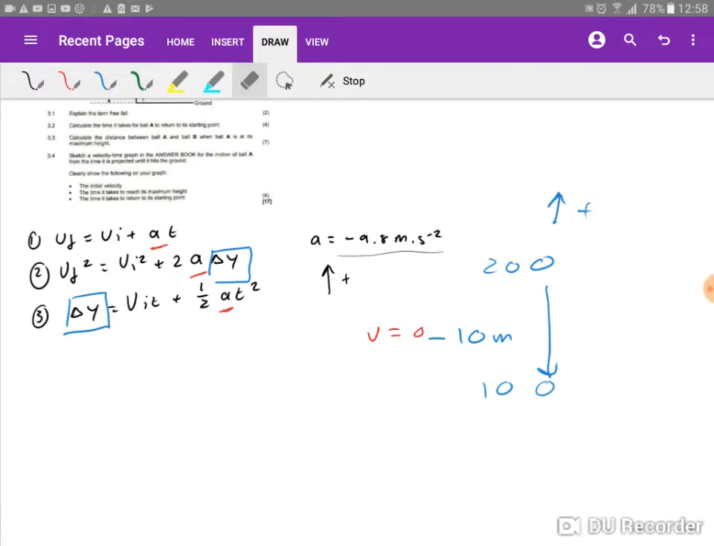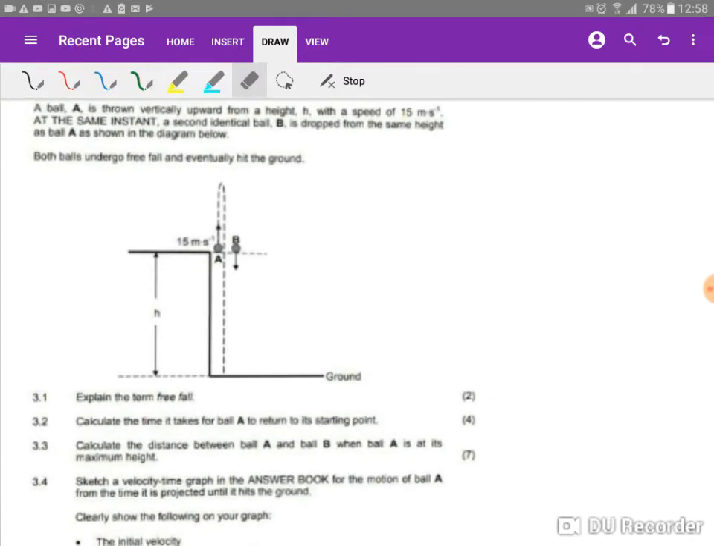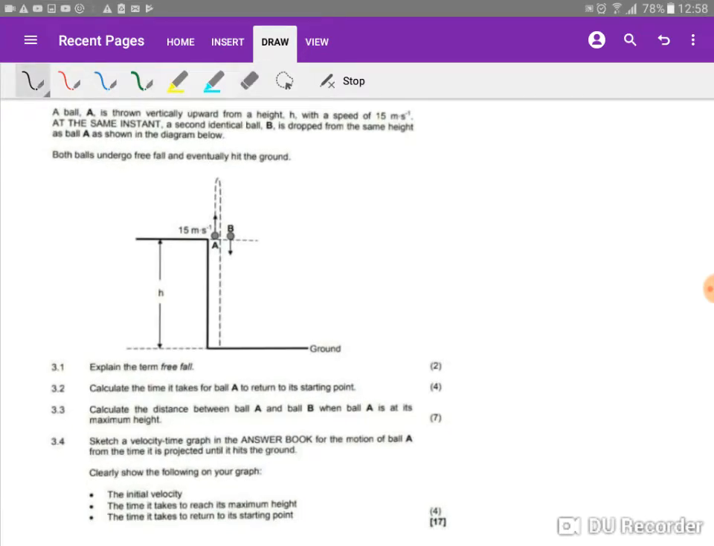Now we're going to use all this information to grind out this question. See what it says. It says a ball is thrown vertically upward from a height h, so the height h here, with an initial speed of 15 meters per second. And then it says at the same instant, this ball B is dropped, right? So if they say it's dropped, you must know that its initial velocity, so ball B, its initial Vi is 0, because it was dropped. It's not projected downwards, it's just dropped.